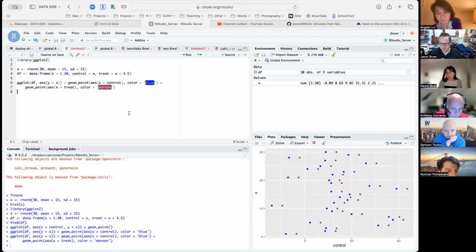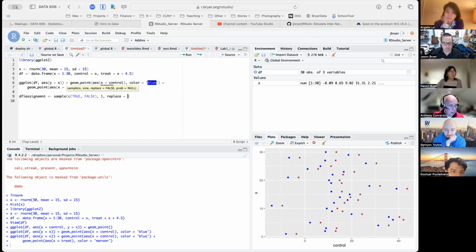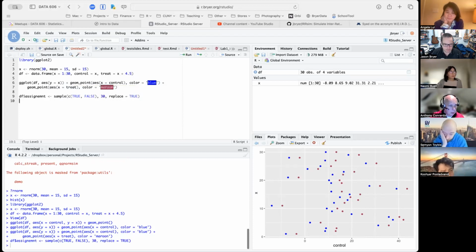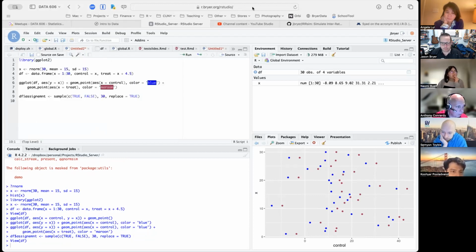And then I could just say, DF assignment, let's say, is equal to sample. I'm going to sample from TRUE and FALSE, 1, and I want replace equals TRUE. Actually, I take that back. I need 30, right? So now what I did is, I could say, okay, this person was assigned the treatment, so I'll use that value, right? And that's how I built up that plot.